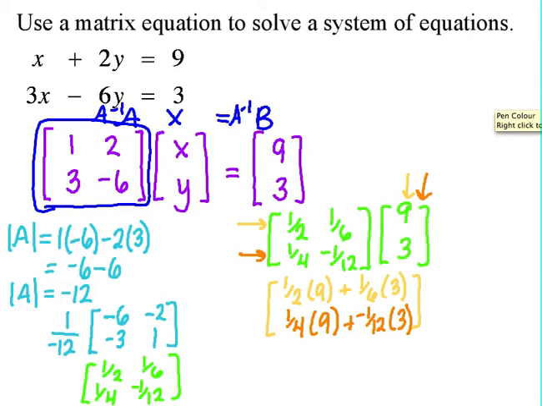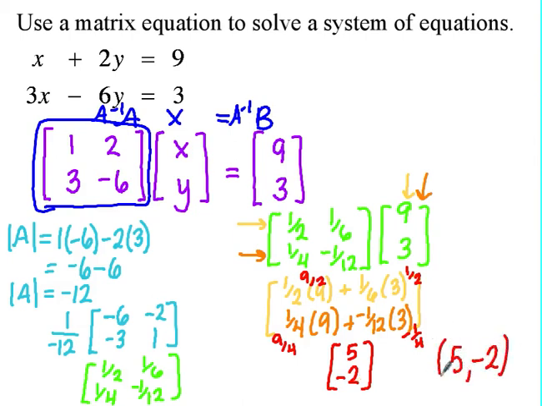So, what's 1/2 times 9? 9 halves. 1/6 times 3. 1/2. So what is 9 halves plus 1/2? 10 halves, which is 5. Okay. What's 1/4 times 9? 9/4. What's negative 1/12 times 3? Negative 1/4, right? Negative 3/12. So what's 9 and negative 1? Negative 8/4, which is negative 2. So your ordered pair, 5, negative 2.